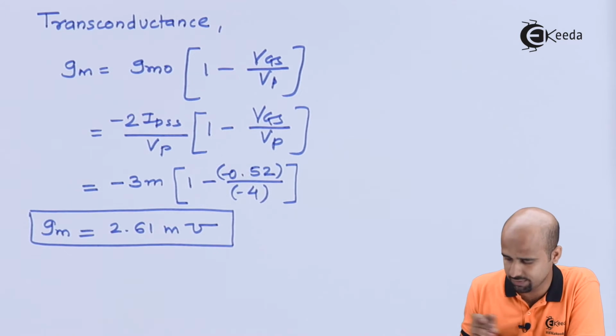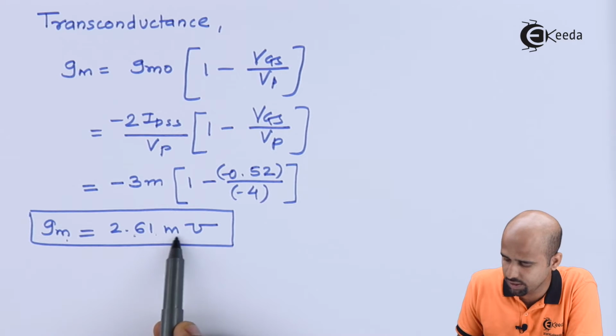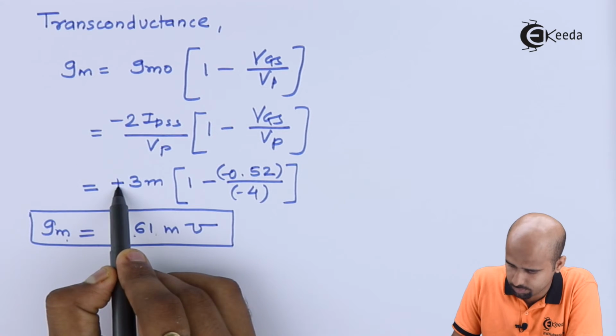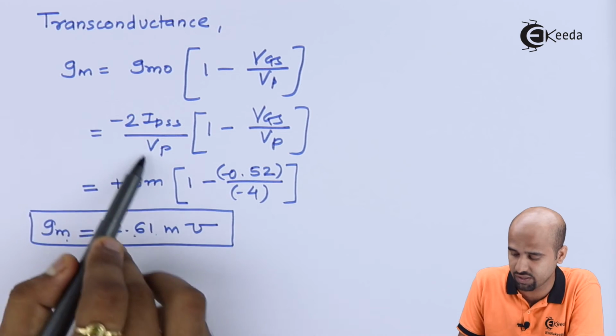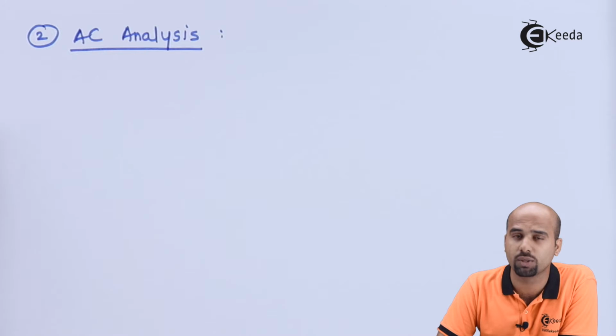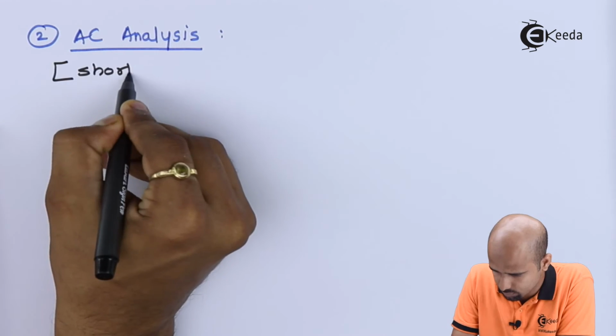So we have got the value of GM, that is transconductance, equal to 2.61 millimho. Okay, this should be positive. This is because VP is also negative. Negative here will get cancelled and we'll get 2.61 millimho. Now we'll jump towards the AC analysis. In AC analysis, we'll short all the capacitances, coupling capacitances, and then we will proceed further by shorting DC sources as well.